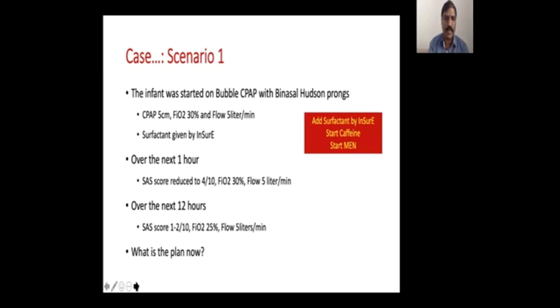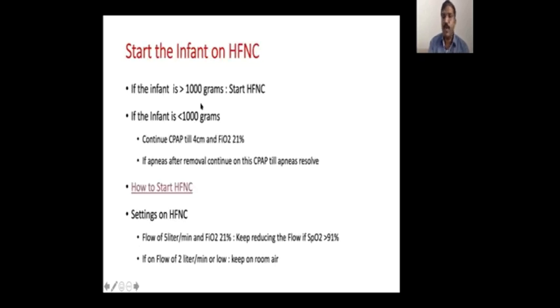So what do we do next now? So if the baby is more than 1 kg, we can start this baby on HFNC. But if the baby is less than 1 kg, some of these babies you may have to continue to keep the baby on a pressure of 4, FiO2 as low as 25%. Till the FiO2 comes to 25%, you might have to keep these babies on CPAP. Less than 1 kg, we may continue on low pressure CPAP till FiO2 comes to 25%, 21%. Bigger babies, we can switch over to HFNC.